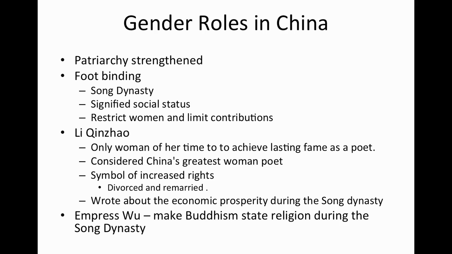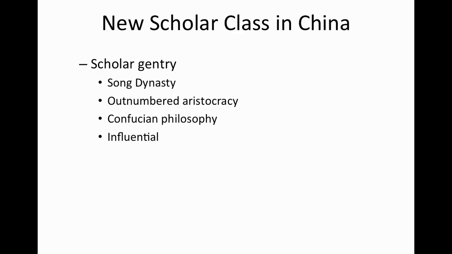And Empress Wu, we mentioned her. She tried to make Buddhism the state religion. So the fact that she was an empress shows that women in China could achieve a lot of power, and that was during the Song dynasty. So Empress Wu. There was a new class in China.